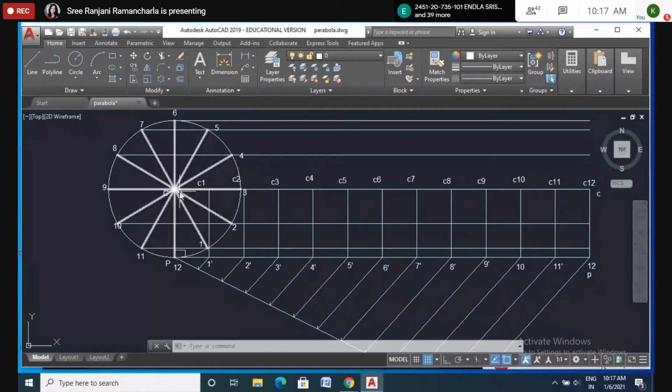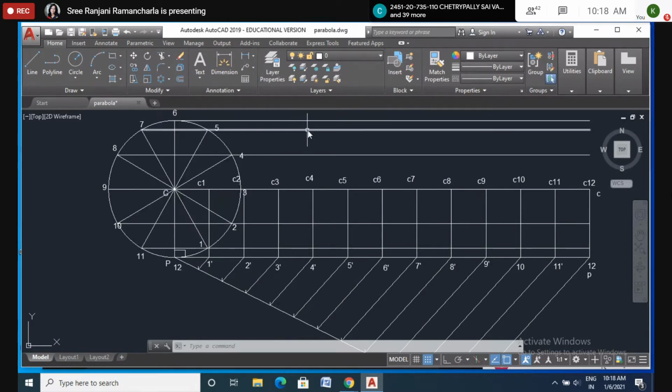When this wheel is rolling on the straight path, point 1 will come here, point 2 will come here, point 3 will come here, point 4 will come here. When it is moving, what is the position of P at every point? When point 1 comes here, the point P will be here somewhere. When 2 comes here, P will be here. If 3, P will be here. If 4, P will be here.